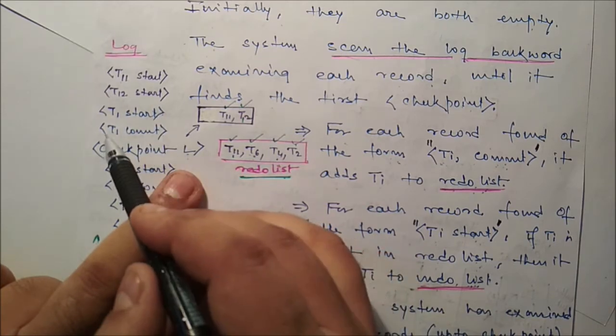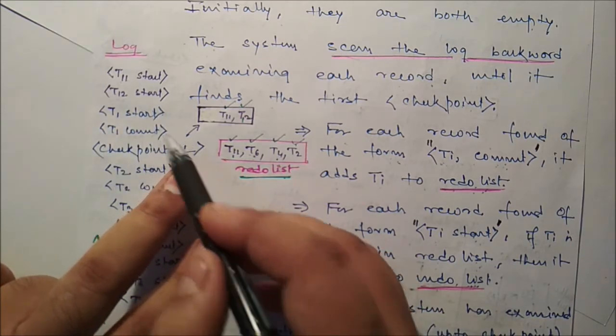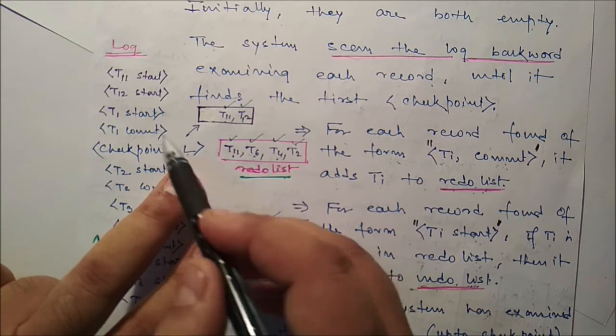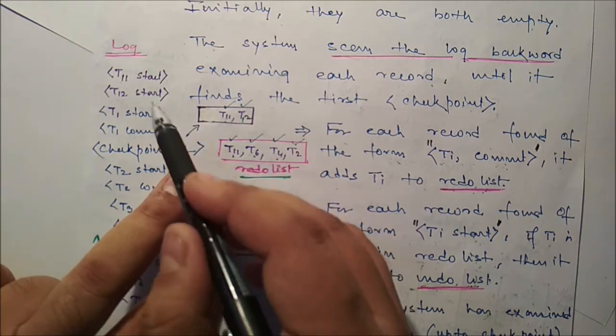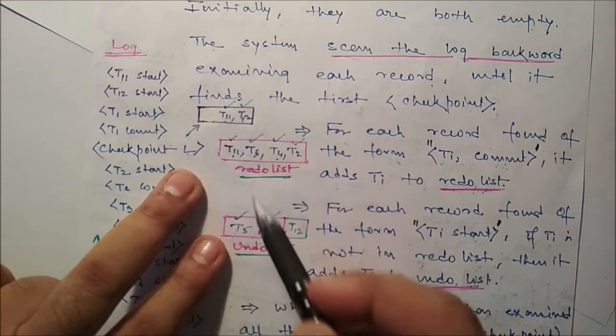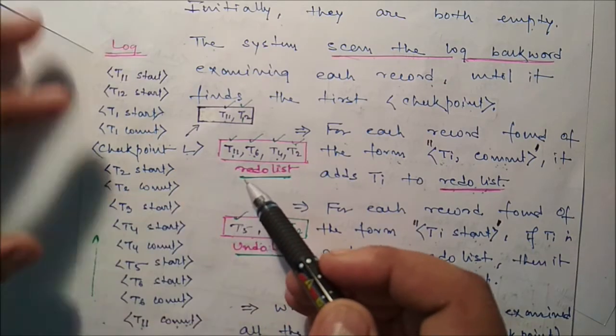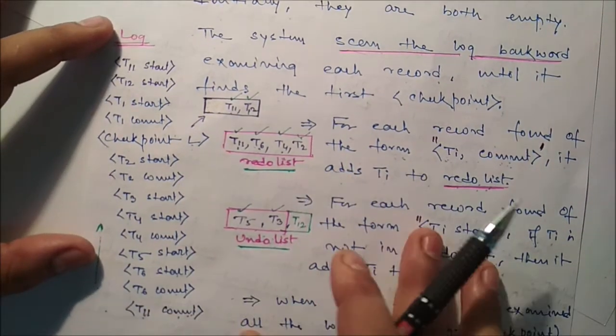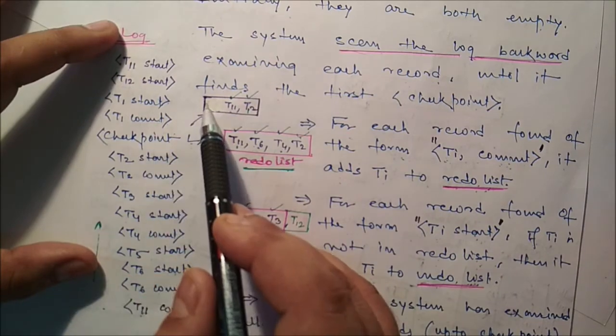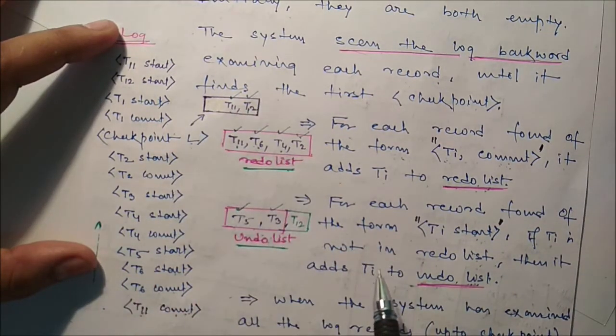T1 start is there, and T1 commit is there. So that means T1 is not in active state, so that part is complete. That's why T1 is not present in any list. While recovering the transactions, we should not consider T1, and we have to check the other things.